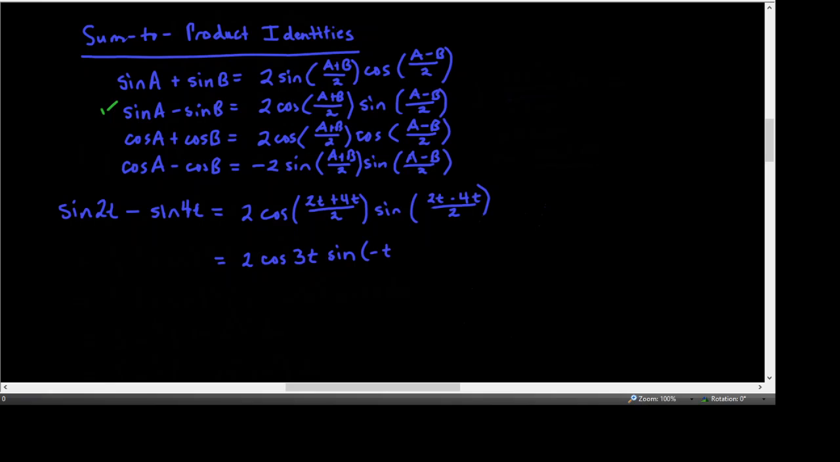And if ever you have an opposite of an angle in a trig function, you should always use the even odd identities. And the sine of the opposite of t is the opposite of the sine of t because sine is odd. That negative I'm going to pull all the way out to the front, making that negative 2 cosine of 3t times the sine of t. Using that even odd identity that we learned earlier.